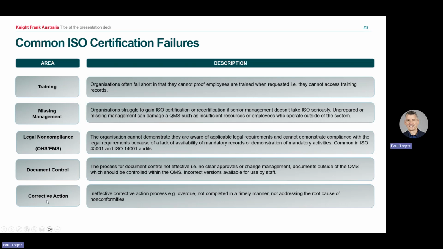Corrective action, ineffective corrective action process. So corrective actions are assigned to people and are overdue, they've not been actioned by the person they've been assigned to, or the action is not addressing the root cause of the non-conformity.